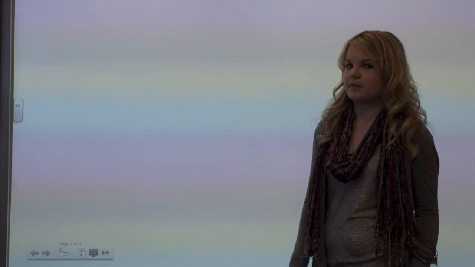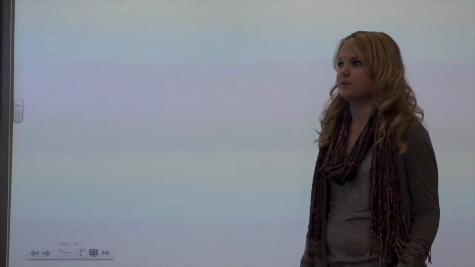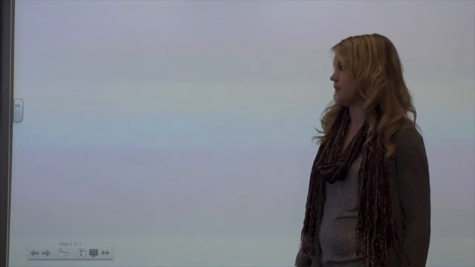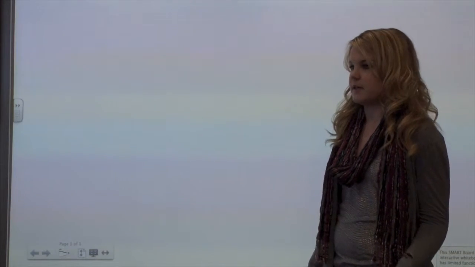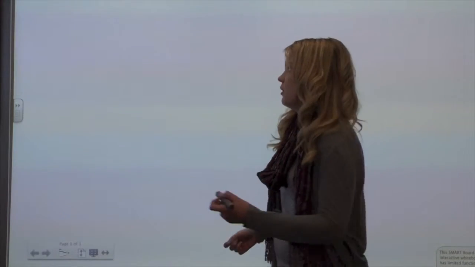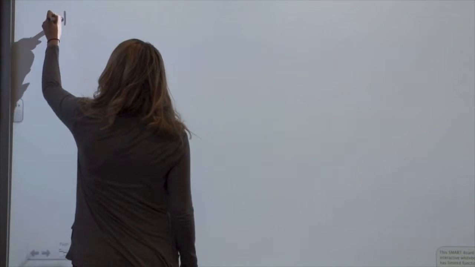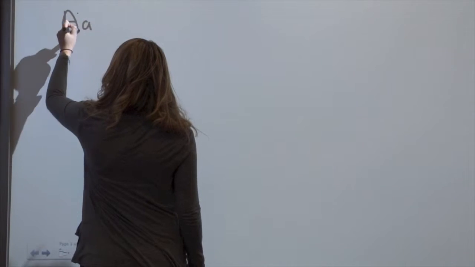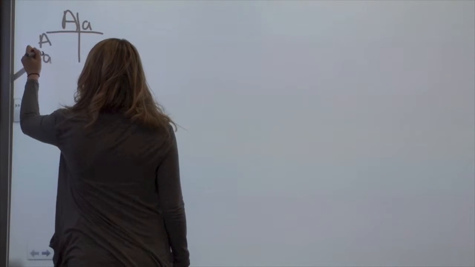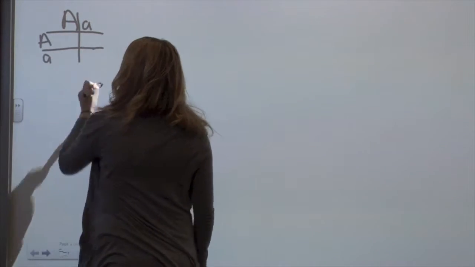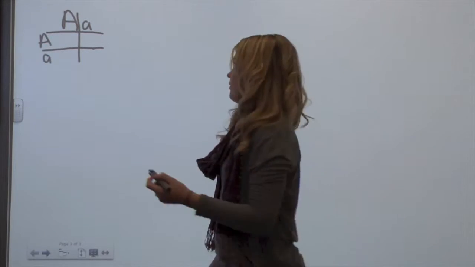Okay, for this week I'm going to talk about dihybrid crosses. This relates to genetics in chapters 14 and 15. So dihybrid crosses are when you're crossing alleles and you have two of them. So we're used to crossing these, and we get 4 outcomes.